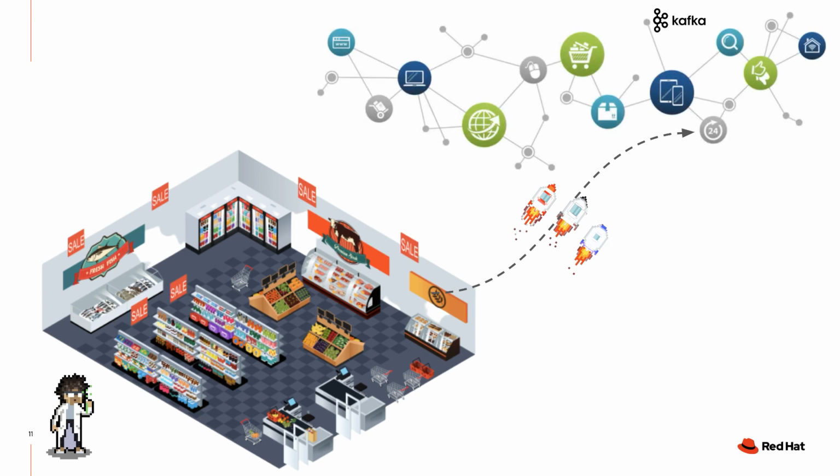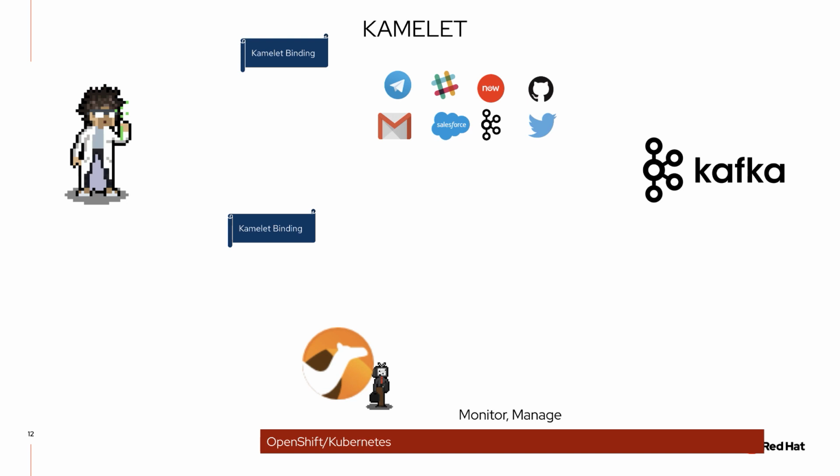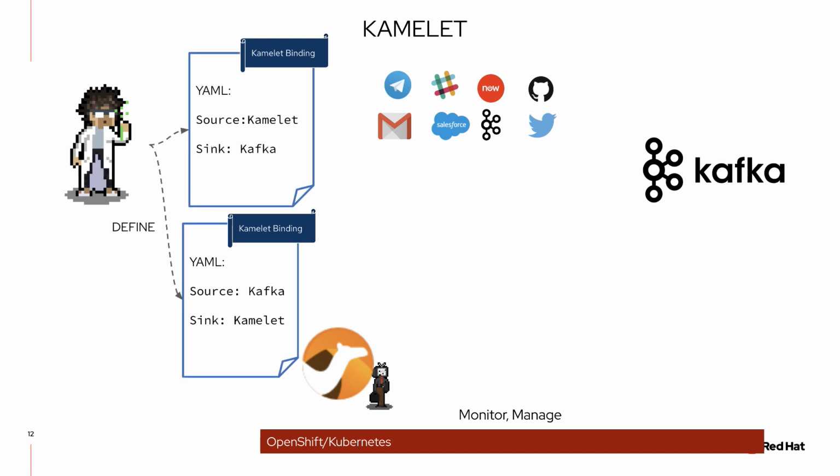So as a Kafka user, what you need to do is define a Kamelet binding. A Kamelet binding is a configuration. It's not code. It's in the format of YAML. You need to define the source and the sink. The source is where the data is coming from. The sink is where the data is going to. In this case, I'm going to talk to, for instance, Telegram. Then I'm going to use the Telegram template that I got from the marketplace, and then I'm going to send it to a Kafka which I already built, and vice versa.